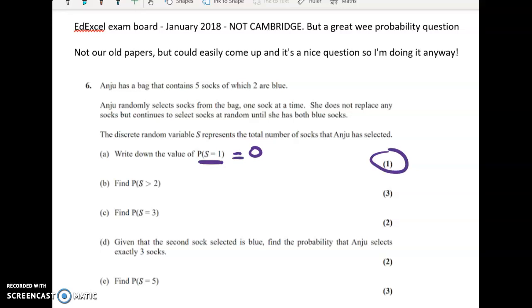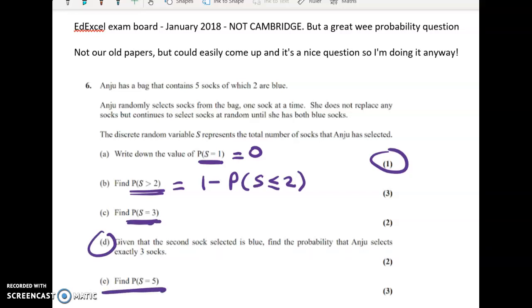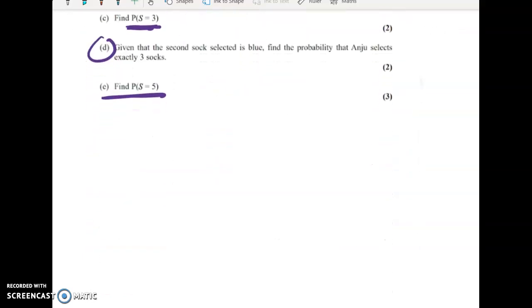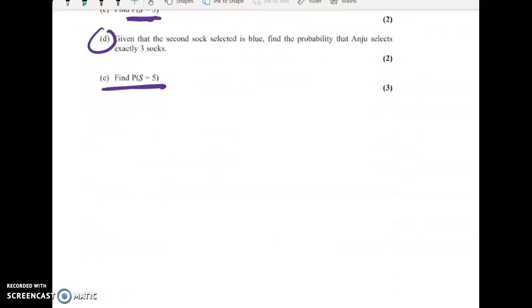Then we have to figure out the probability that she takes more than 2 goes to get the socks. So we can think about that as 1 minus the probability that she takes 2 goes or less. Next, we're going to find the probability that she takes 3 goes. And then we're going to do this one. And finally, what's the probability that she needs to pull out all 5 socks before she gets both blue socks. And the trick with this question is to think about replacement and non-replacement.